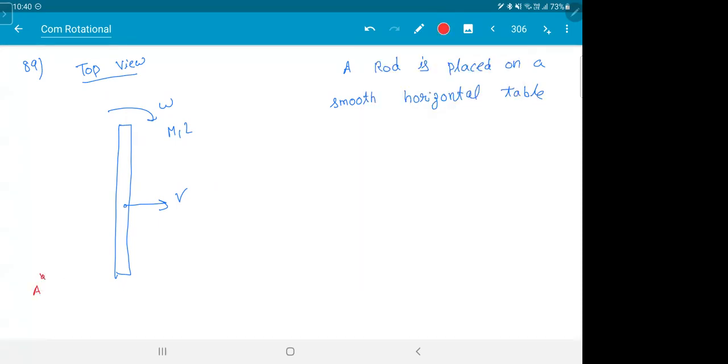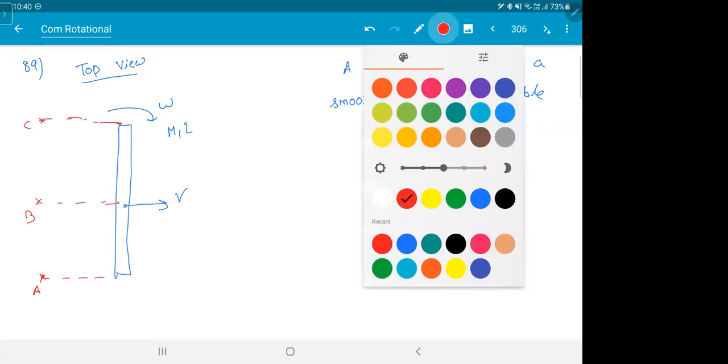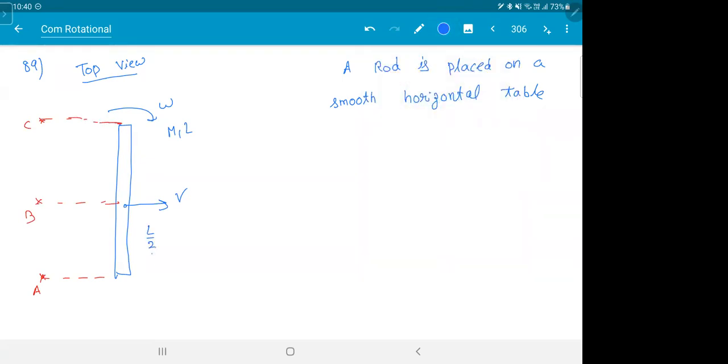So this is point A. This is point B. Only thing now, I replace that solid sphere with a rod. This is the point C. So this is L by 2, exactly middle. Find angular momentum about A, B, C.